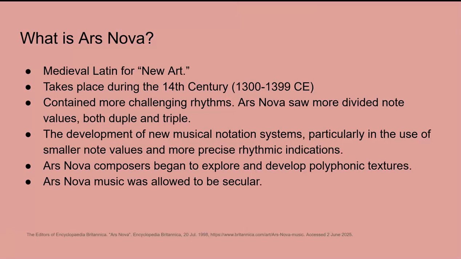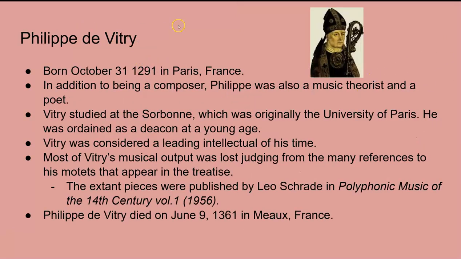So, some famous composers from Ars Nova. Philippe de Vitry. We know that he was born October 31st, 1291 in Paris, France. And in addition to being a composer, Philippe was also a music theorist and a poet. Vitry studied at the Sorbonne, which was originally the University of Paris, which later disbanded in 1970. And he was ordained as a deacon at a young age.